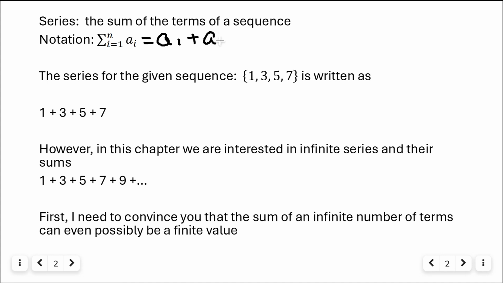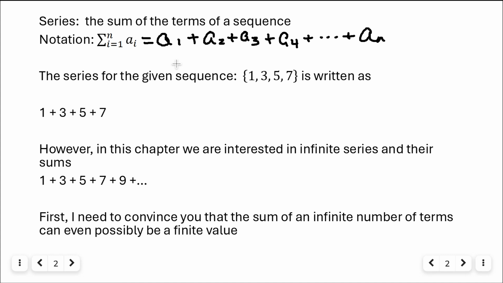Plus, the counter would then click to 2. So then I'd plug in 2, a sub 2. Plus, then the counter clicks to 3, a sub 3. The counter clicks to 4, a sub 4. I plug in 4. And then eventually, I reach the end of the line. The end of the line is wherever n is. So that would be a sub n. Okay? And again, you plug these numbers in. So I'd plug in i equals 1, i equals 2, i equals 3, i equals 4.